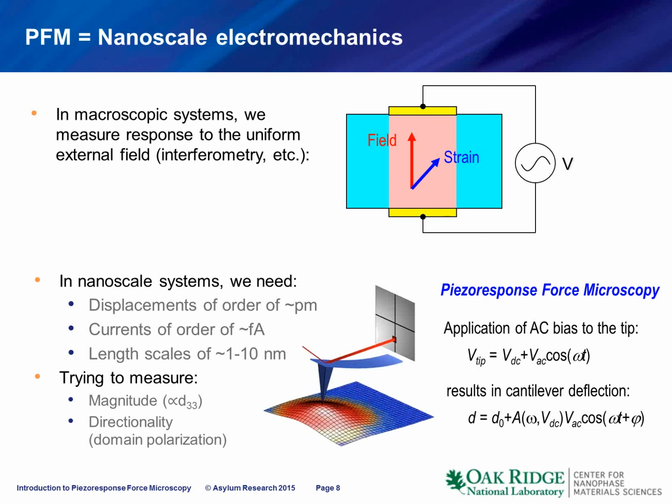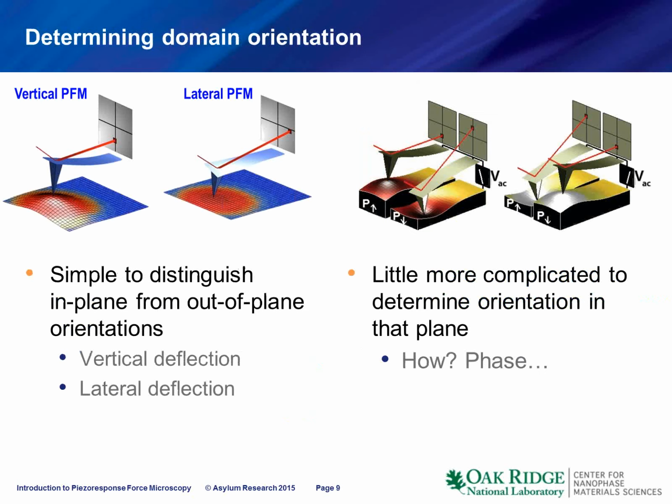A very remarkable aspect of piezoresponse microscopy is that the response depends only on the bias we apply to the system, but not on the length scale of the problem. So in other words, if we apply a bias of 5 volts over 10 nanometers or over 1 meter, we measure exactly the same response. That's a little bit of magic, but that's how Piezoresponse Force Microscopy works.